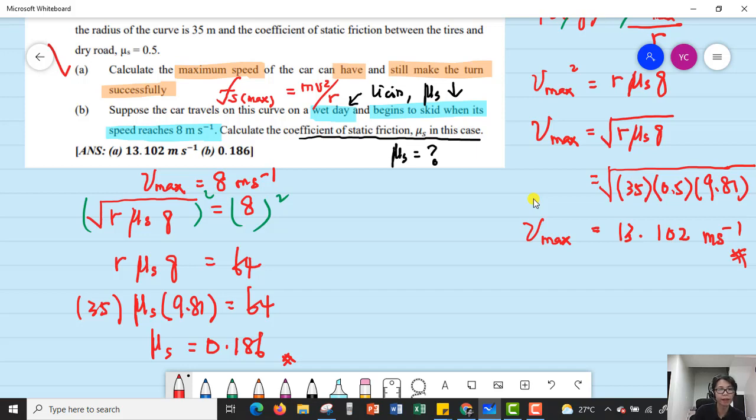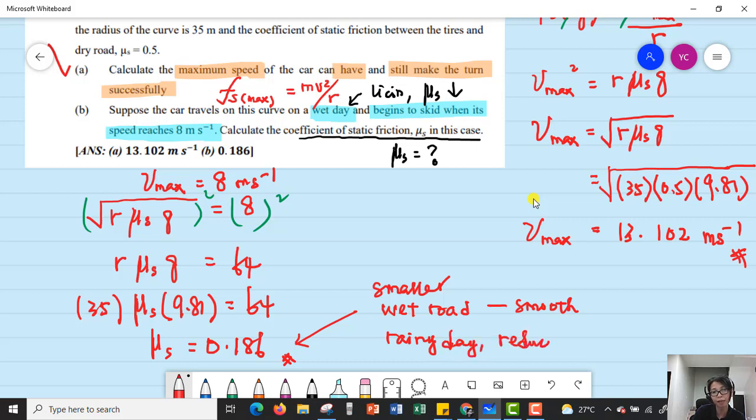So yes, the value becomes smaller. This is correct, because the wet road is smooth, the surface becomes slippery, so the coefficient becomes smaller. That's why when it is raining, in a rainy day, we must reduce the speed. When we enter a sharp bend, we must reduce speed. Otherwise, we cannot safely make the turns. Okay, we have to reduce the speed.